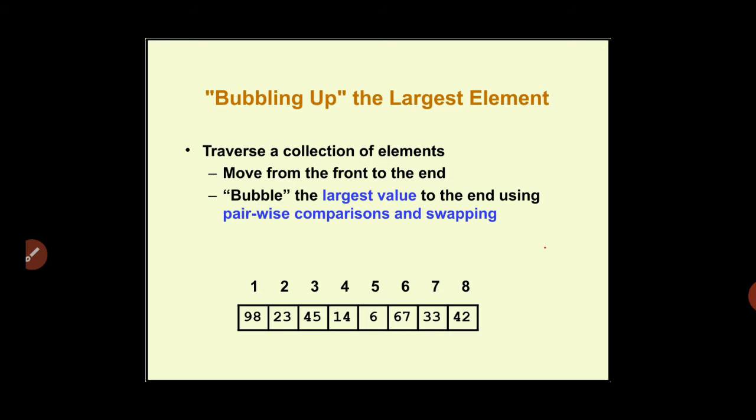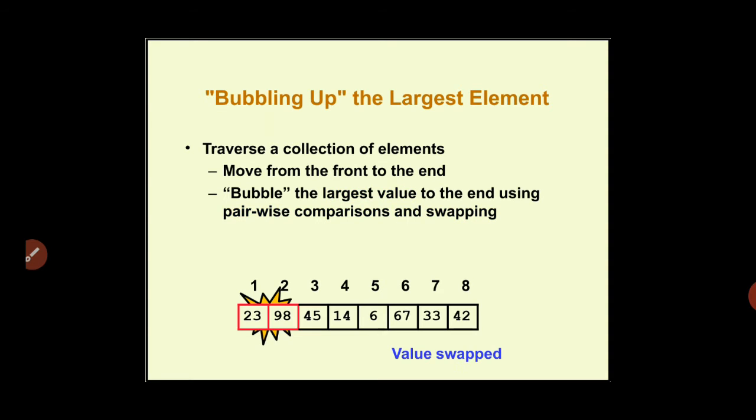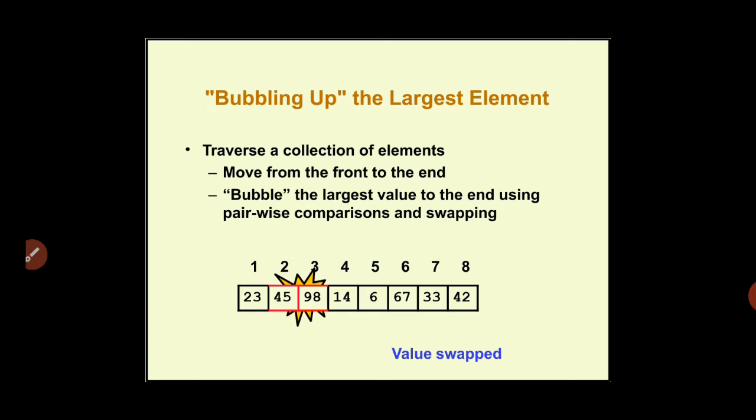That means 98 is greater than 23. If we are arranging this array in ascending order, then 98 must be on the right side and 23 on the left side. So the values are swapped, and 23 comes before 98. The next comparison is 98 and 48, and we swap again. Then 98 and 14 are compared.